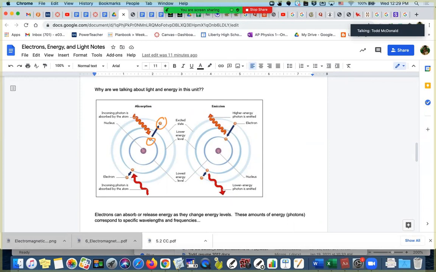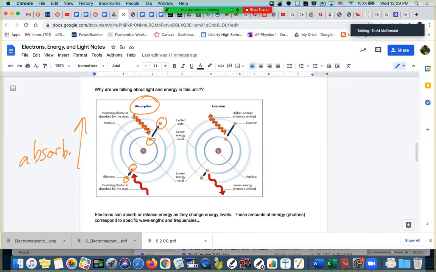Okay, and that's going to be different than this one over here, going from maybe the second to third energy level. So different wavelengths of light, different frequencies, and different amounts of energy will change these electrons from one energy level to another. Okay, now as they absorb energy, they jump to a higher energy level. So they jump up when they absorb.